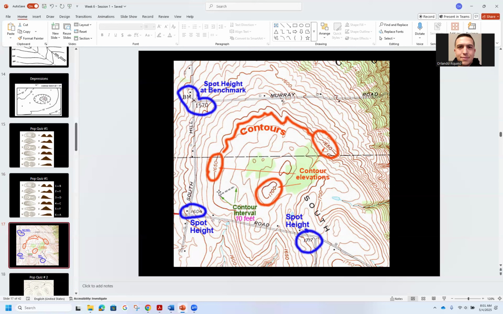You can see it's kind of flat in this piece. It's all kind of flat in this little area between these two roads, South Hill Road and this other road. And then again, you have benchmarks, right? You got these BM benchmarks that are set for you throughout this, so you can understand where to come off of if you needed to, or find your bearings between this Murray Road and South Hill on this USGS map.